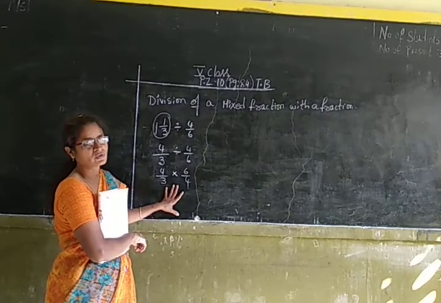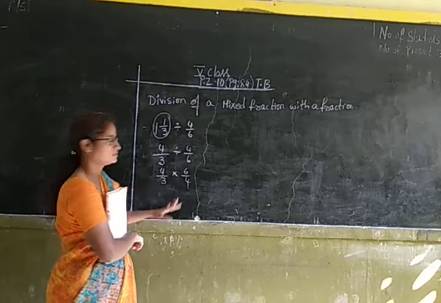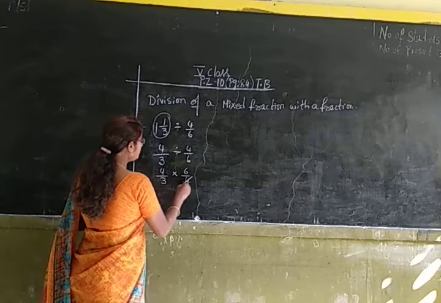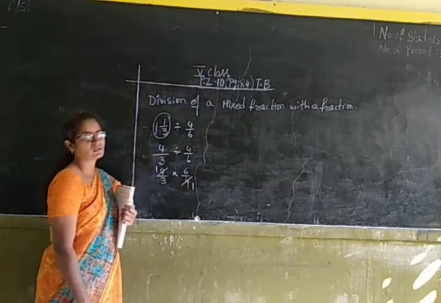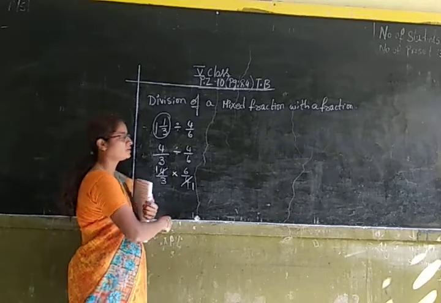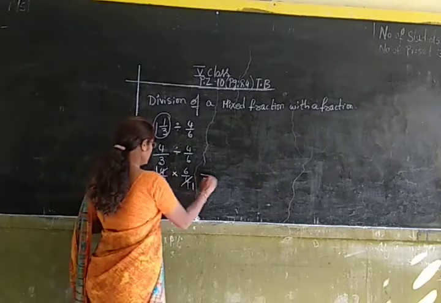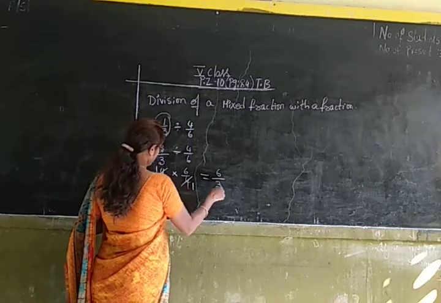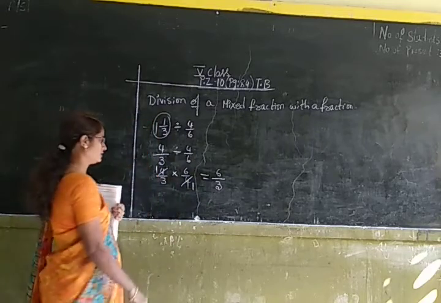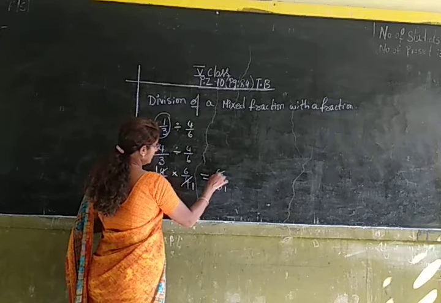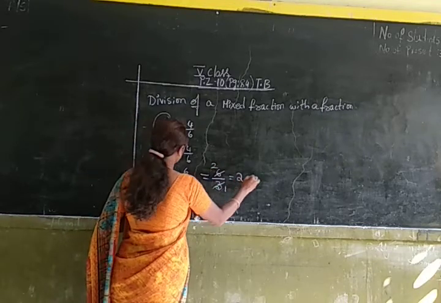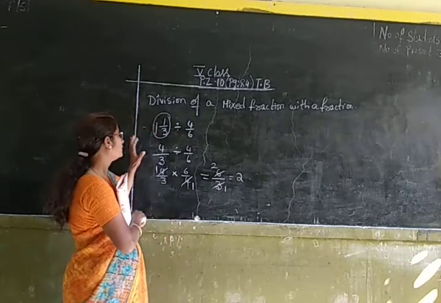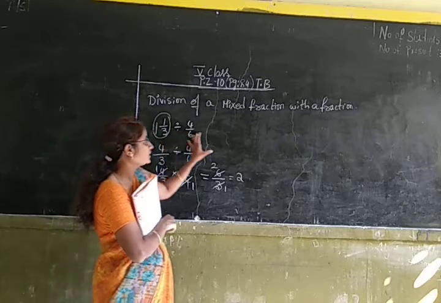So after writing the reciprocal of the fraction, let us multiply the fractions. Before multiplying, let us reduce the fraction. Here the 4 table goes in 4 one time. So now let us multiply the numerator with numerator and denominator with denominator. 1 6 is 6, 1 3 is 3. So here the 3 table goes in 3 one time and in 6 two times. So the answer is 2. So this is the way of dividing a mixed fraction with a fraction.